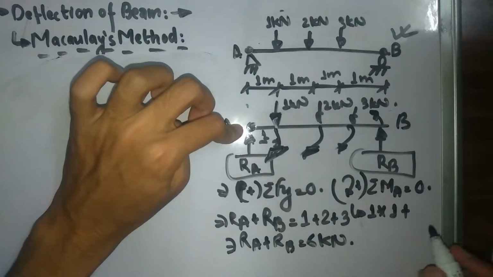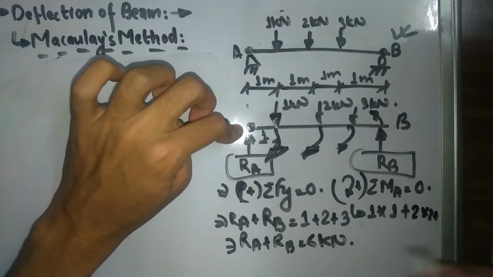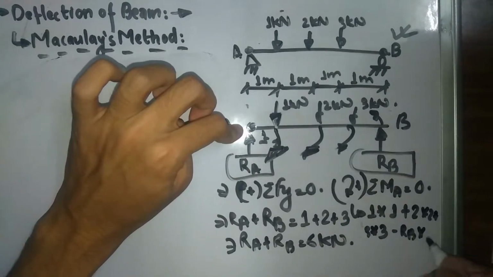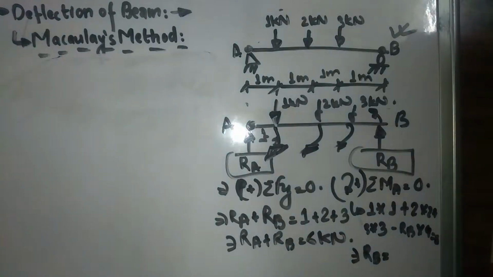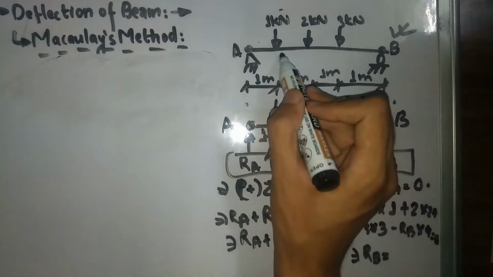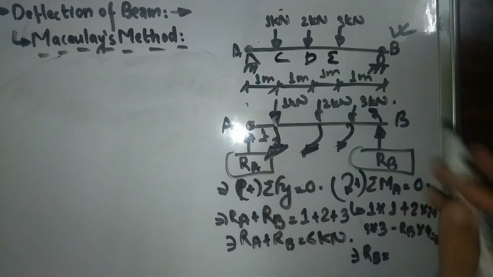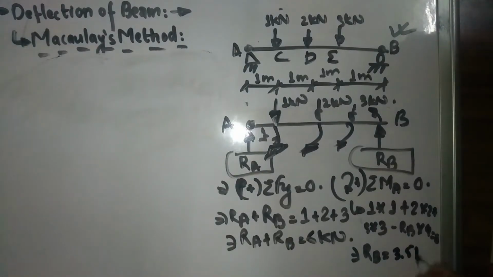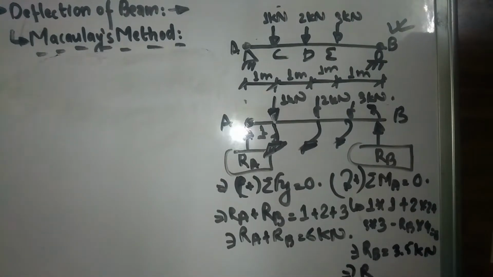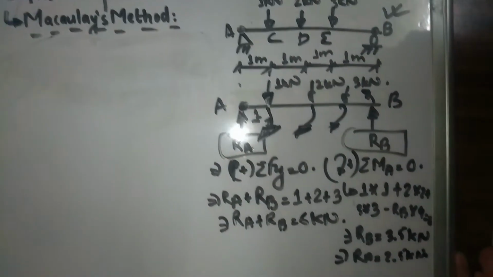So we have 1 into 1 plus 2 into 2 plus 3 into 3 minus RB into 4 equals 0. So if I calculate, I'm going to get my value of RB. Let me put this name as C, D and E. So RB is going to be equal to 3.5 kilonewton. So my RA is going to be 2.5 kilonewton. In this way, simply you can calculate your support reactions.